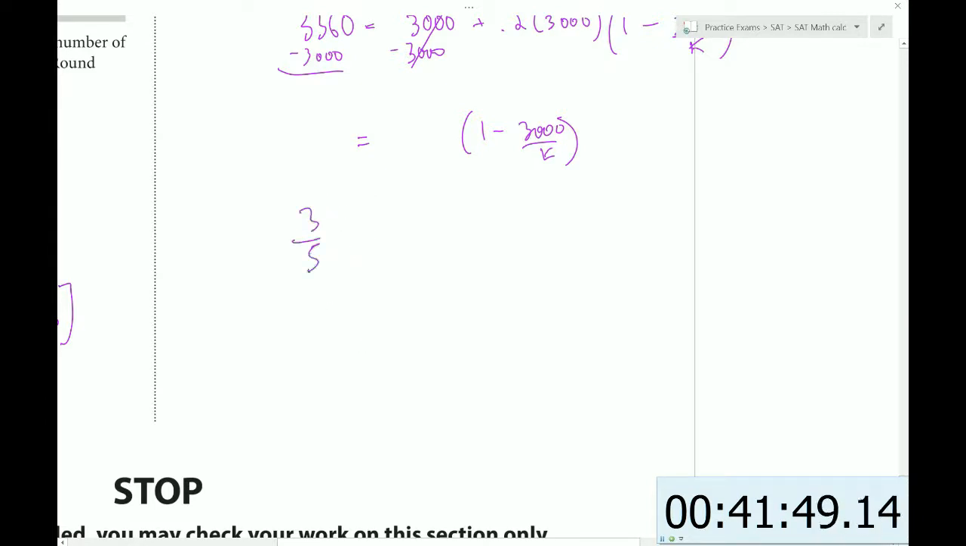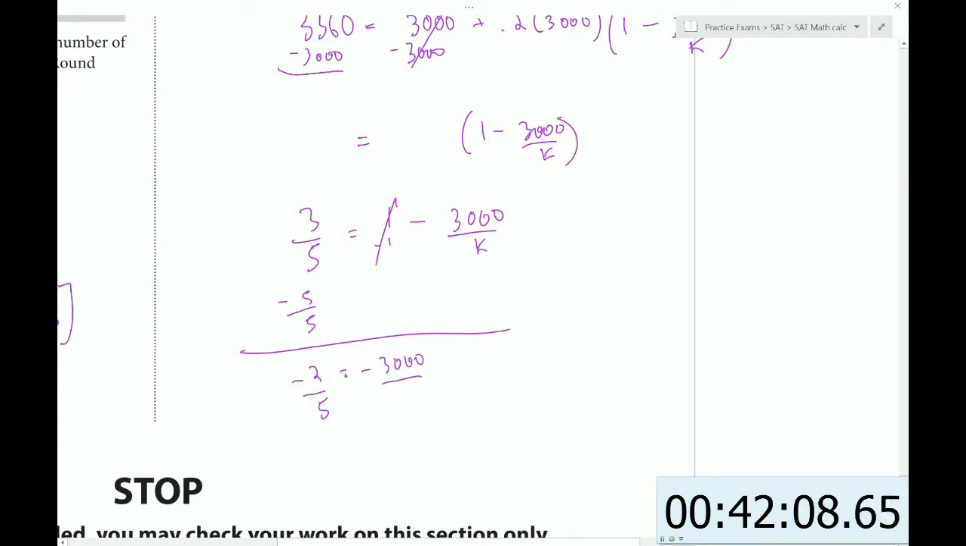So we get 3/5 equals 1 minus 3,000 over K. So now we can subtract 1 from both sides. And another way to write 1 is 5/5, right? So we're subtracting 5/5. And 3 minus 5 is negative 2/5. That equals negative 3,000 over K. And from here, we can negate both sides, making them positive. We can cross multiply. So we get 2K equals 15,000. Then divide by 2 and find K is equal to 7,500.